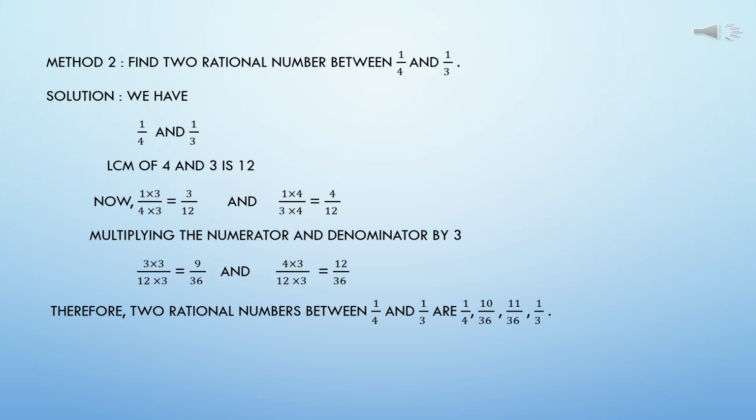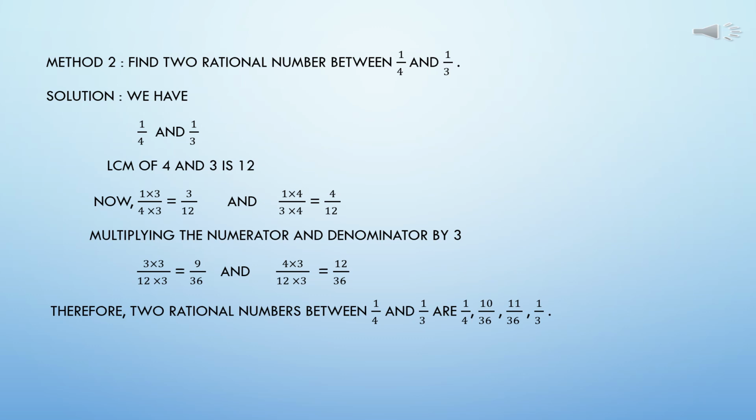Method 2. Find two rational numbers between 1 upon 4 and 1 upon 3. In this question, denominators are different. Firstly, we will form the same denominator. For this, we take the LCM of the denominators, that is the LCM of 4 and 3, which is 12. Now, we multiply 1 upon 4 by 3 and 1 upon 3 by 4, because 12 divided by 4 is 3 and 12 divided by 3 is 4. Then we get 3 upon 12 and 4 upon 12, in which denominators are the same.